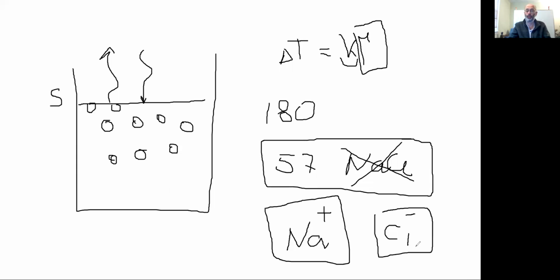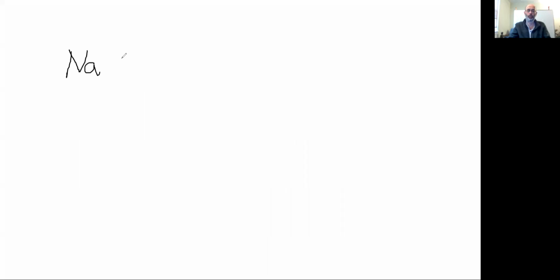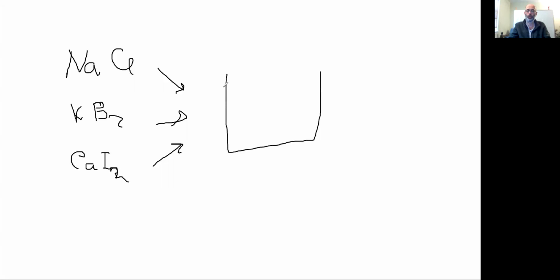And that means that if you take, I don't know, sodium chloride, potassium bromide, and calcium iodide, and put them all into one beaker and add water. What do we have here? Who can tell me which compounds are here? Nobody can tell because, what? Say it again. Different ions, sodium ions, chlorine ions.